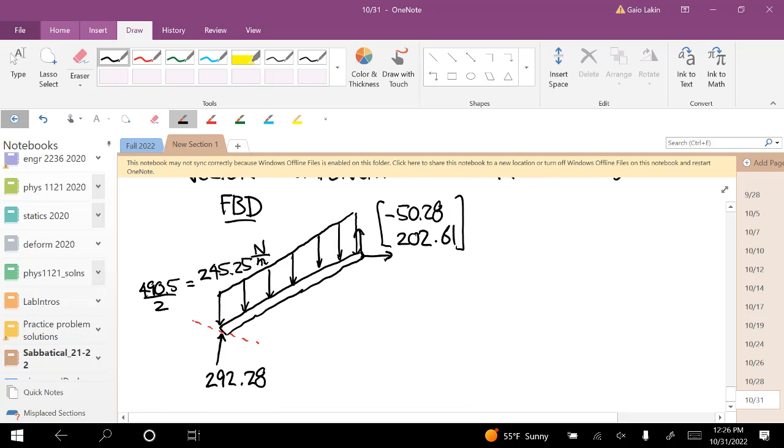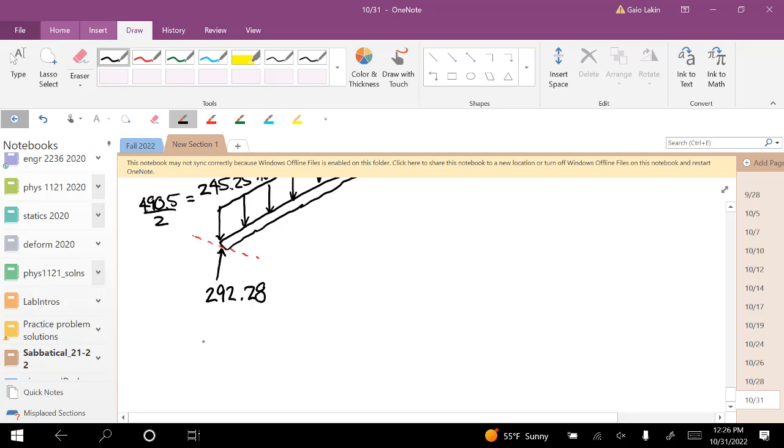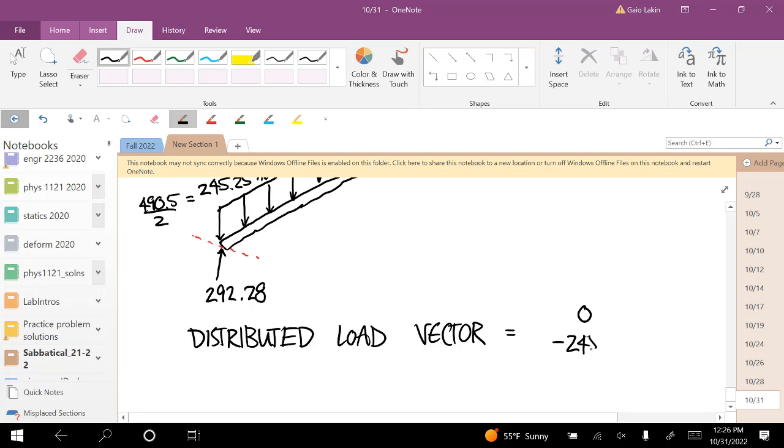Okay, so now if this is the distributed load, then you can think of it as our distributed load vector. Distributed load vector is 0, negative 245.25 newtons per meter. Okay, so we haven't done distributed loads as vectors, but you can, and we're doing it.